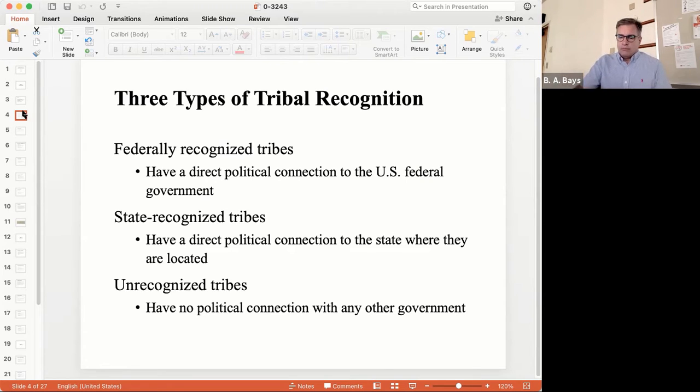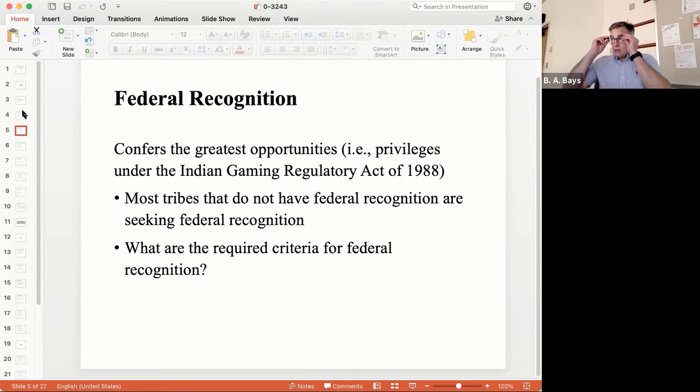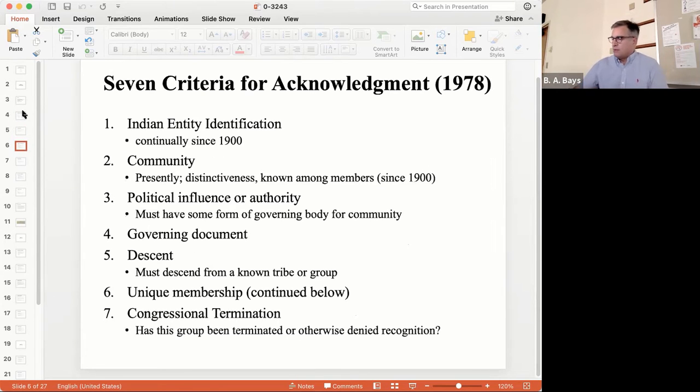So the question is, what is the rule? What allows a group to petition Congress and seek federal recognition? Federal recognition. All right. I guess I kind of went over that slide before I turned it. But what are the criteria for federal recognition? These are just kind of complicated, administrative types of rules.